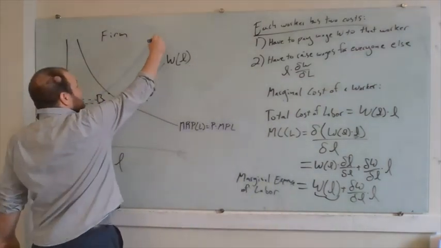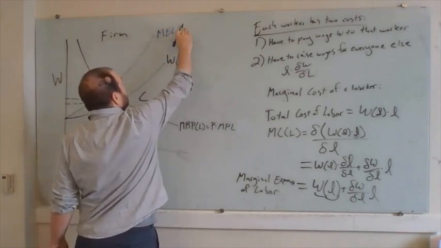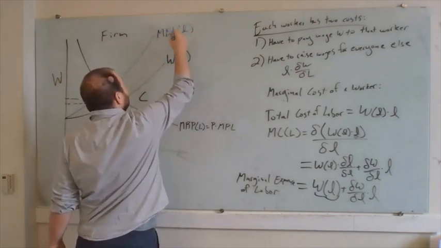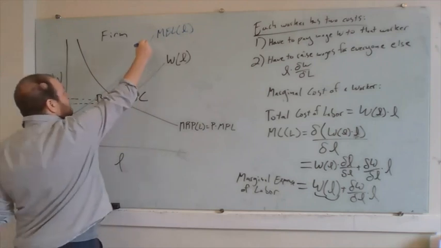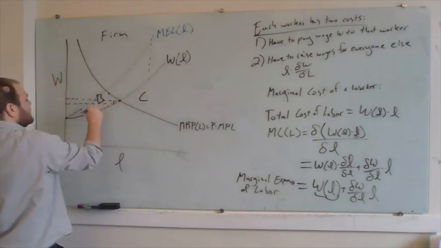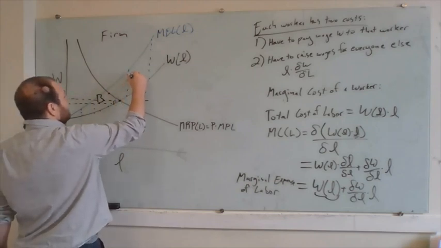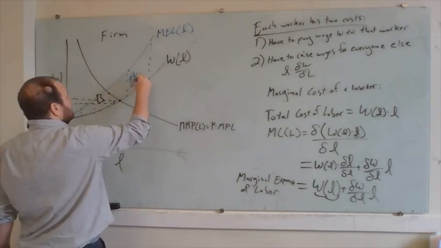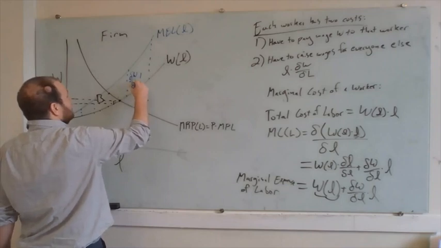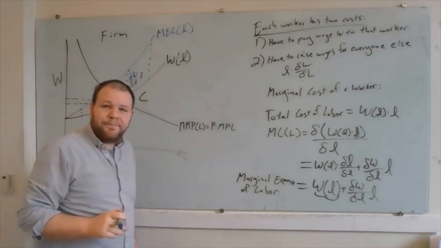So marginal expense of labor is going to get larger and larger compared to my wage rate, right? The difference is going to get bigger and bigger. This difference is dW/dL times L. Great.